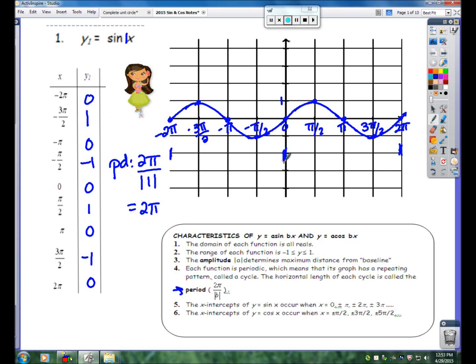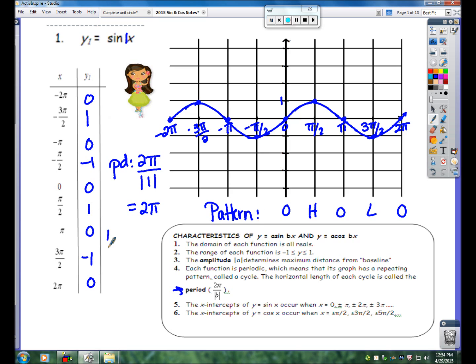Here's a way to memorize what the parent graph looks like. Look at what happened here: we're at 0, high, 0, low, 0. Oh ho low. It's my little Hawaiian girl here, like oh ho low, so like a dance. Here's the pattern that you can remember: 0, high, 0, low, 0.